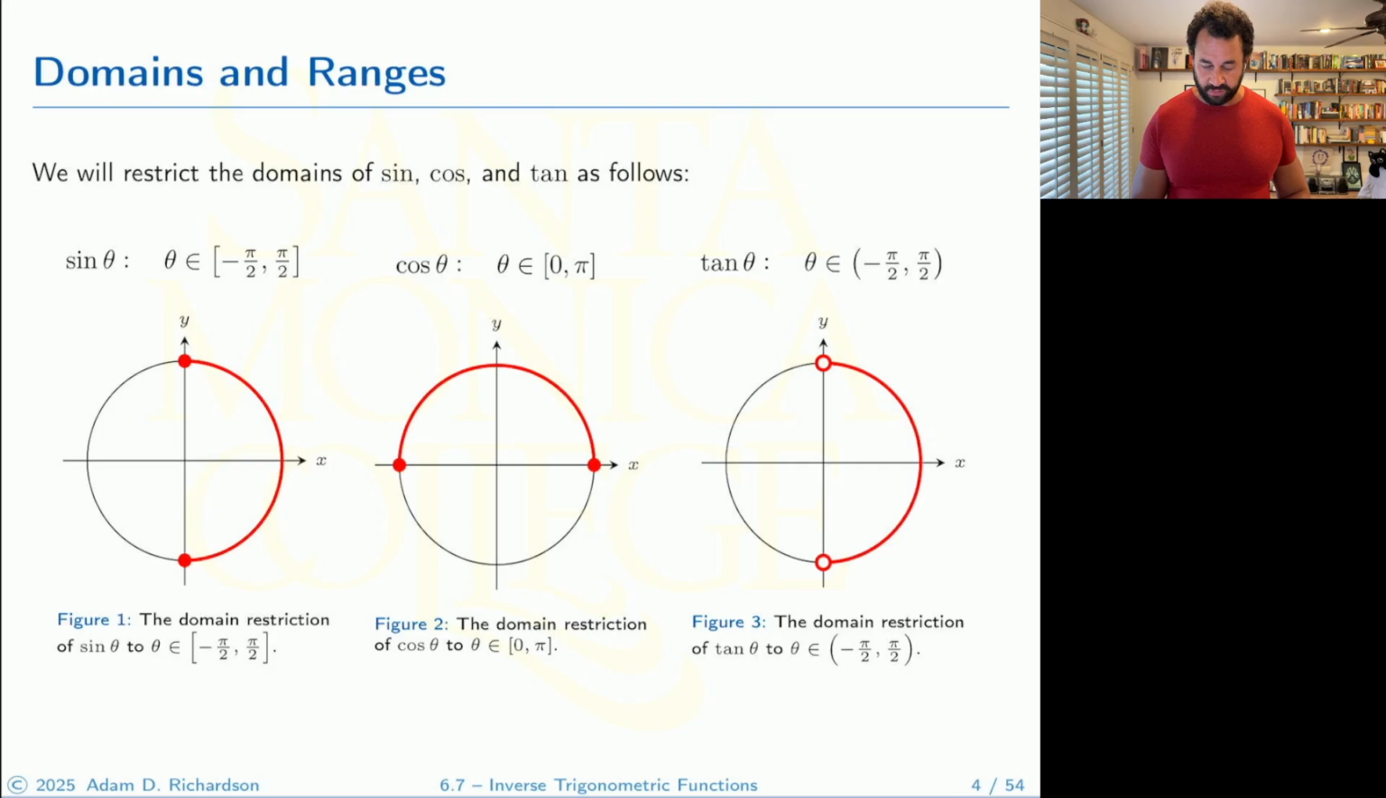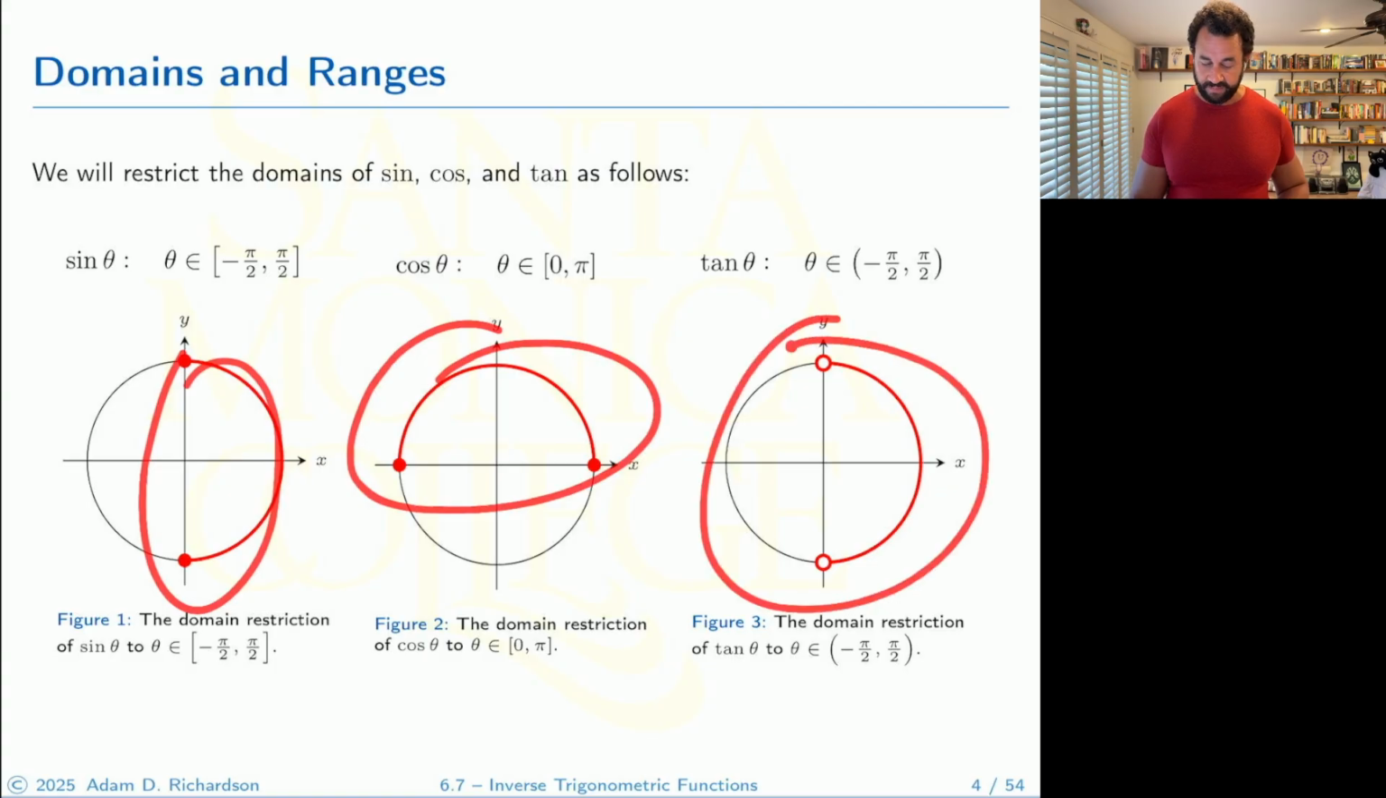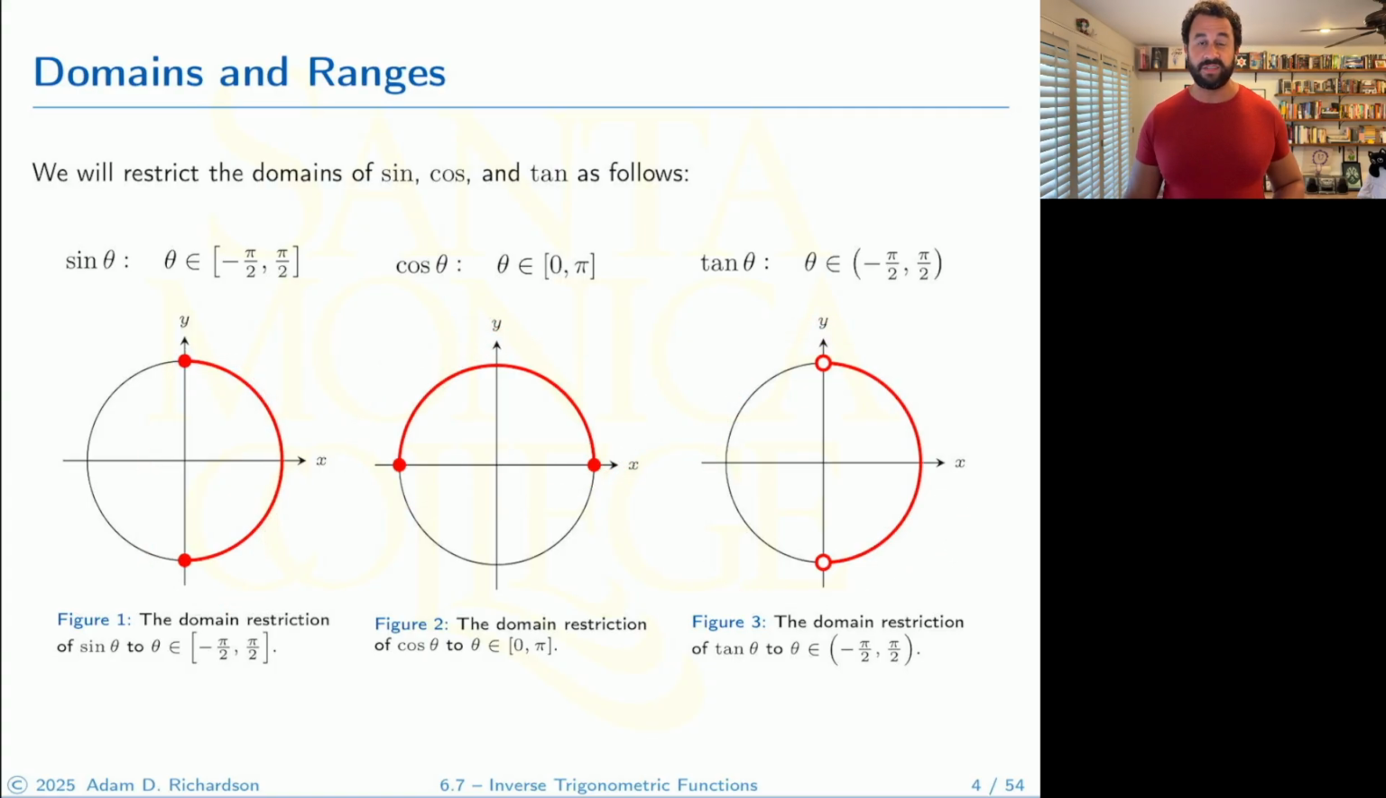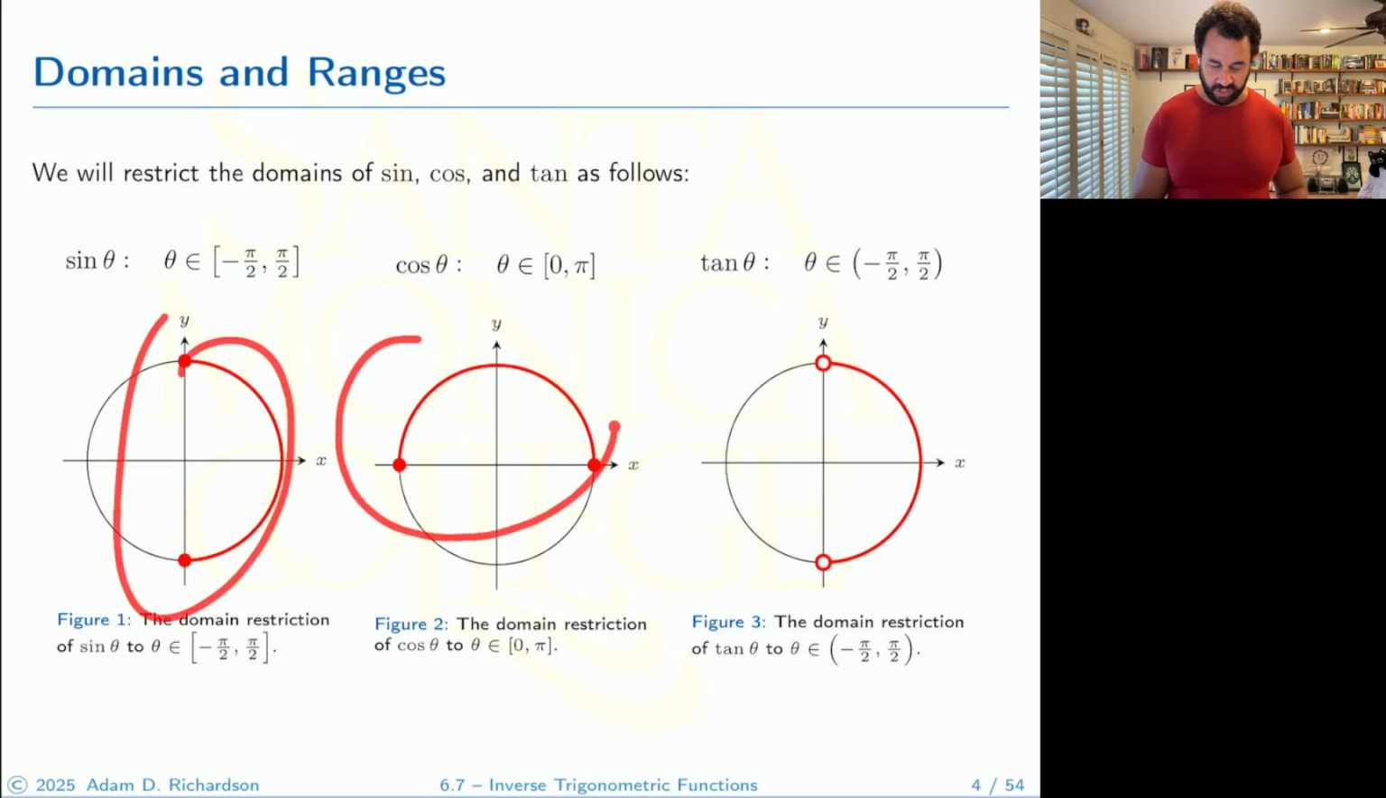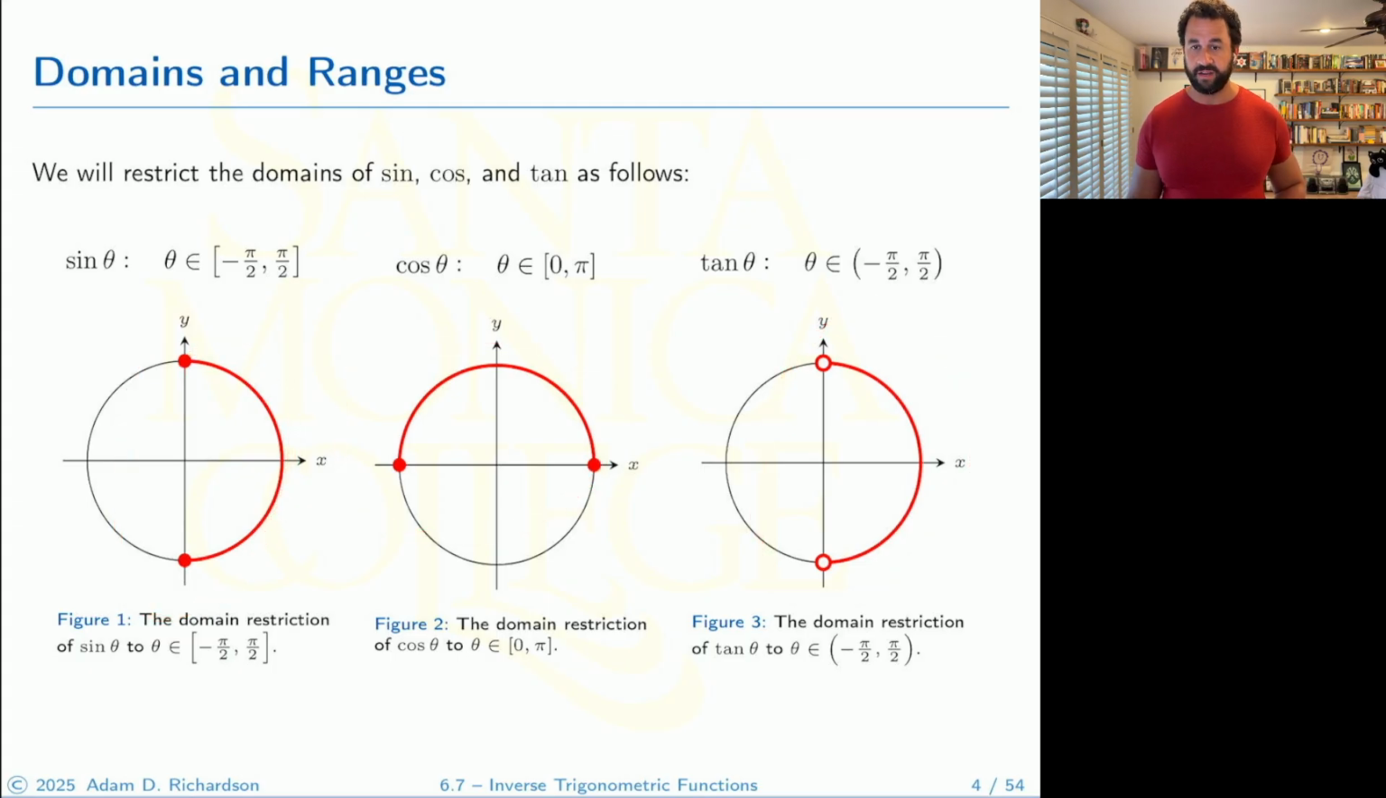And then tangent, we're going to restrict theta to be between negative pi over 2 and pi over 2, but not including these endpoints, because then that would give you a vertical line, and vertical lines have undefined slope. So the idea here is whenever you are working with an inverse function of sine, cosine, or tangent, we need to have these restricted domains in order for the inverse to be defined.